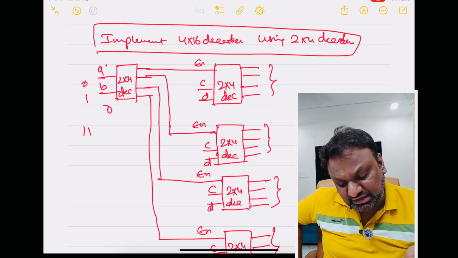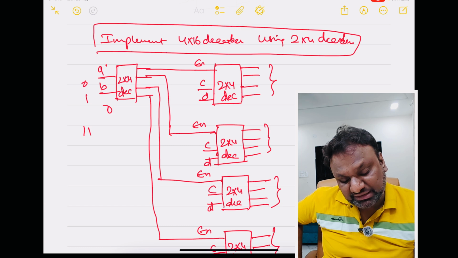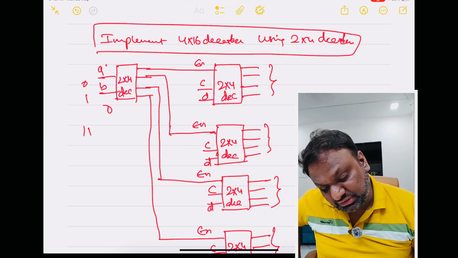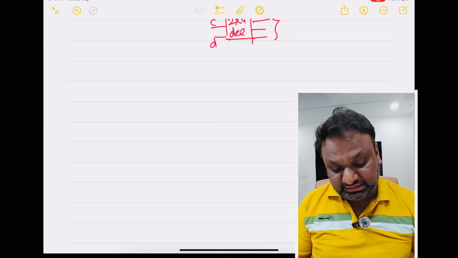Most of the examinations ask these particular questions, and also in some gate level questions we can expect such type of questions. Okay, so let us take another example.